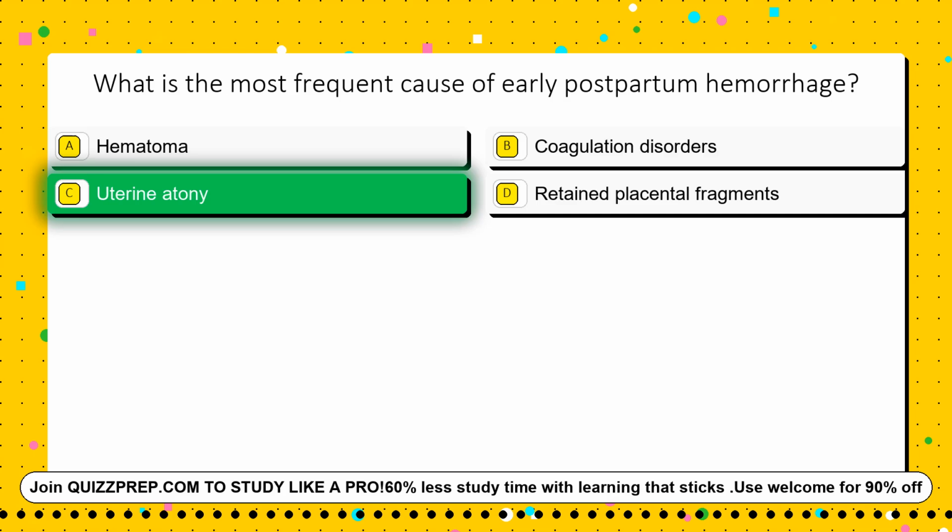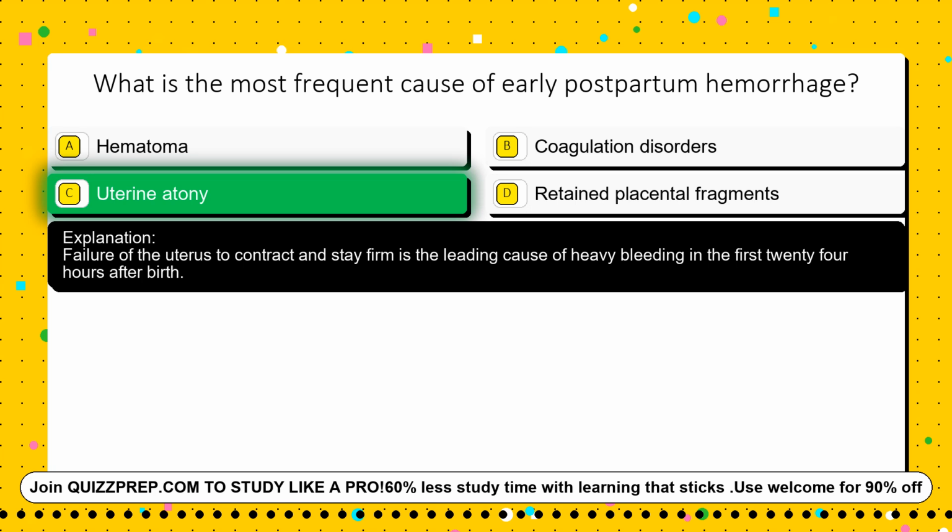The correct answer is option C. Uterine atony. Failure of the uterus to contract and stay firm is the leading cause of heavy bleeding in the first 24 hours after birth.